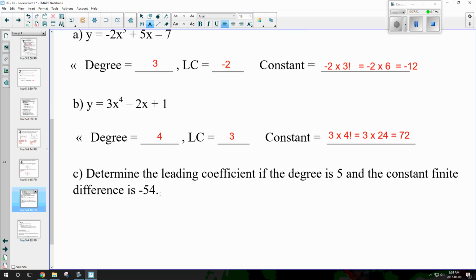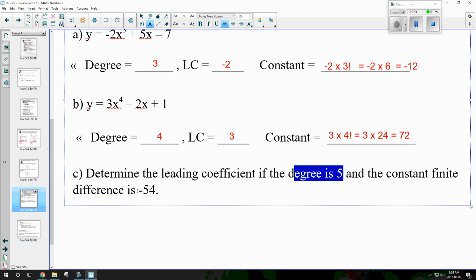Remember, the last type of example I could ask of you is to determine what the leading coefficient is if I give you what the degree is and what the constant finite difference is. So in this one, we're trying to find the leading coefficient. You're given that the degree is 5 and that the constant finite difference is -54.